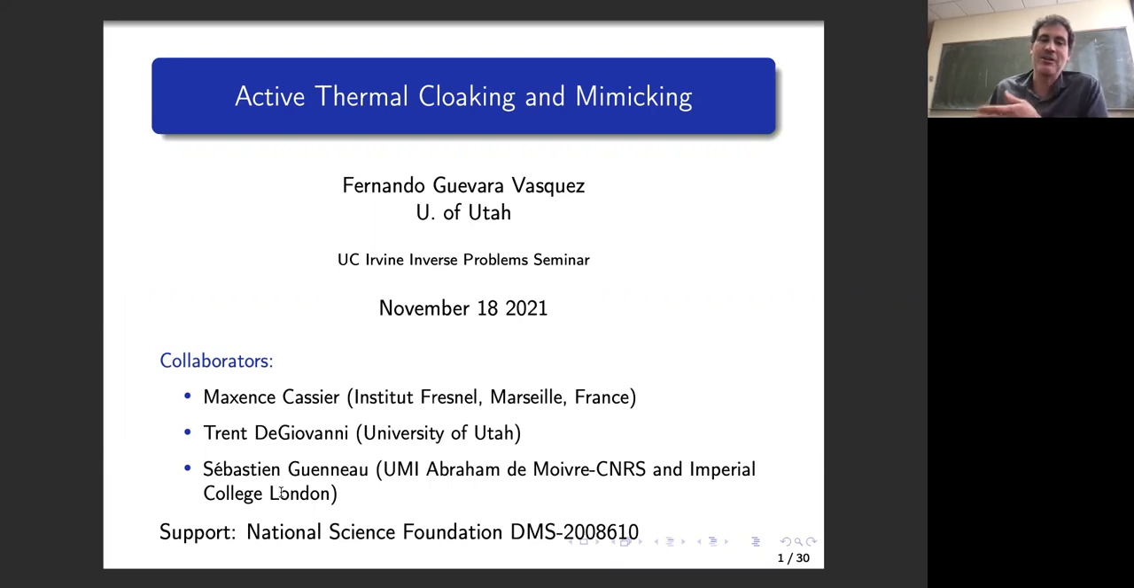It started when I went to visit Maxence at the Institut Fresnel, where he is now. I met Sébastien Guenot for the first time, and we started talking about some past work I had done on active cloaking for the Helmholtz equation. And he asked me, "Have you tried doing this for the heat equation?" And I said, "Well, why would you? Is it any interesting?" And then we kept digging, and there are actually interesting things in there to look at, and that's what I'm going to show you.